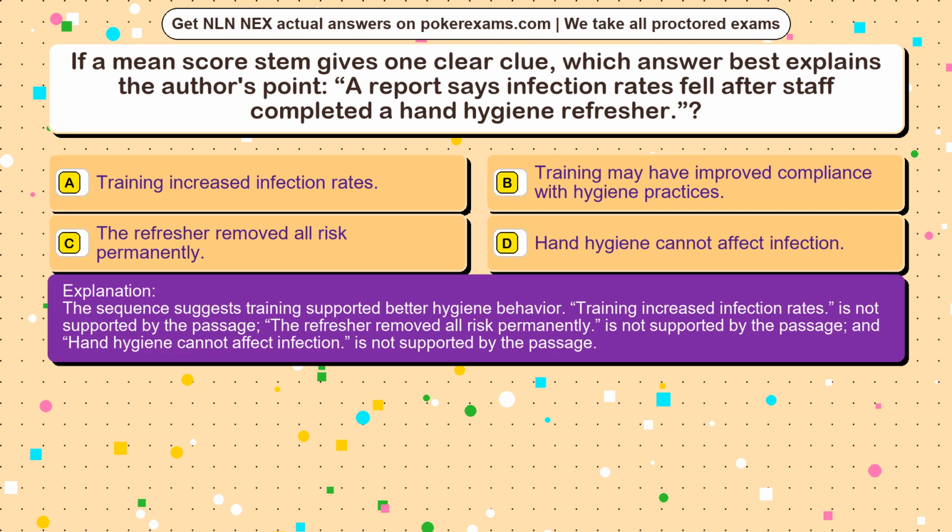The sequence suggests training supported better hygiene behavior. Training increased infection rates, is not supported by the passage. The refresher removed all risk permanently, is not supported by the passage. And hand hygiene cannot affect infection, is not supported by the passage.